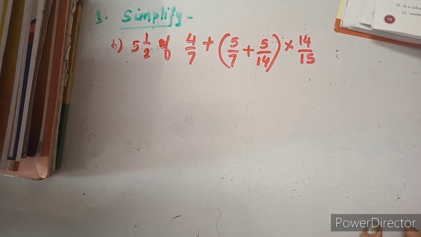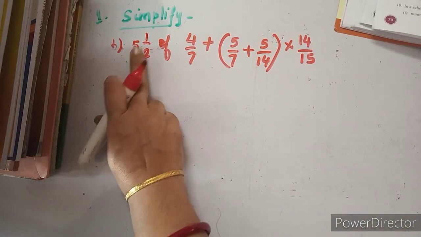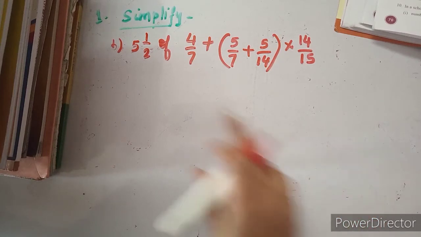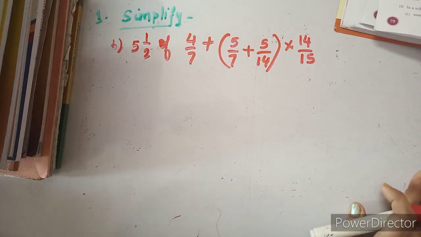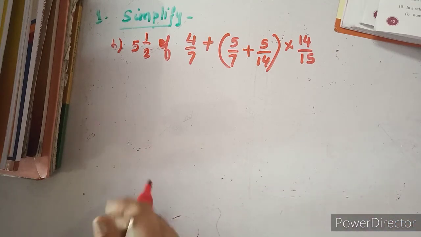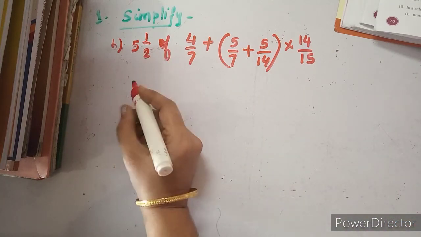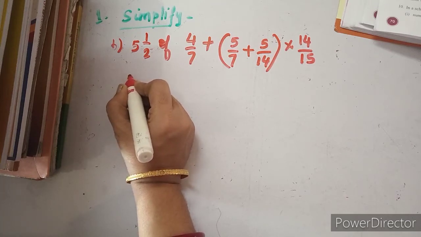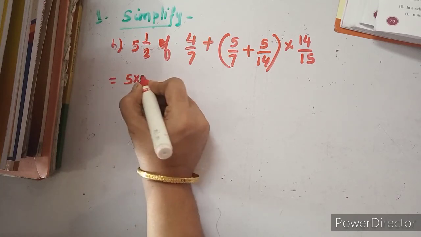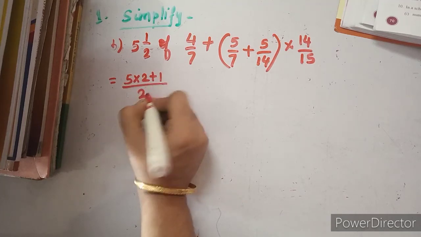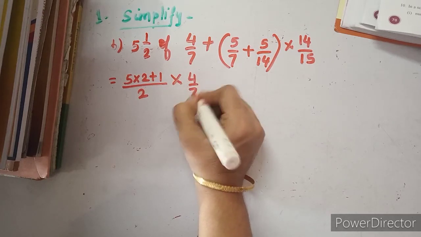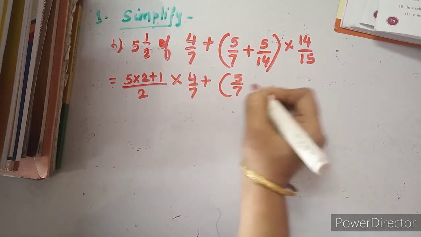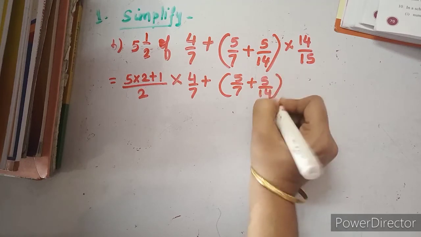Now let us see the second problem. Here you have 5 1 by 2 of 4 upon 7 plus 5 upon 7 plus 5 upon 14 into 14 upon 15. So first of all you need to convert the mixed fraction into an improper fraction. So you have here like this. Then off means your multiplication, and then you have the rest of the problem given to you. So just write it down.